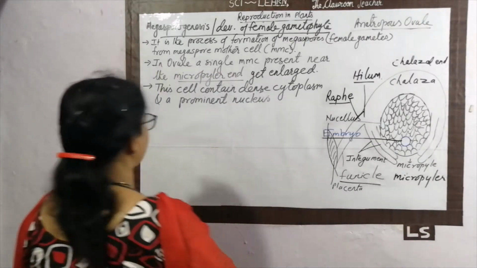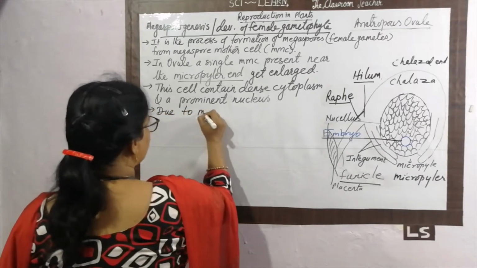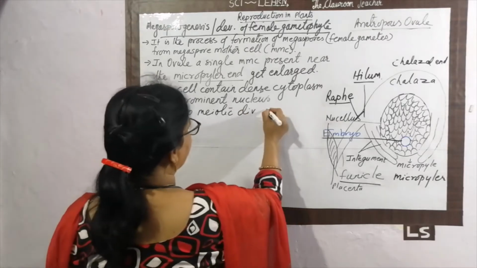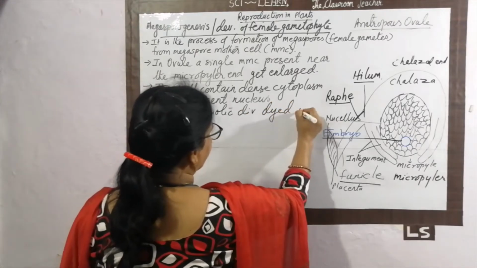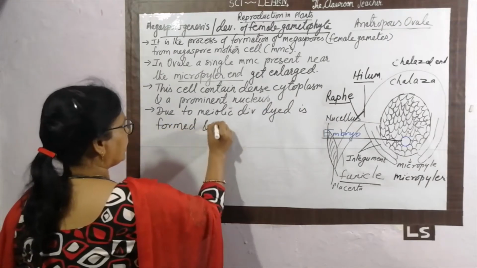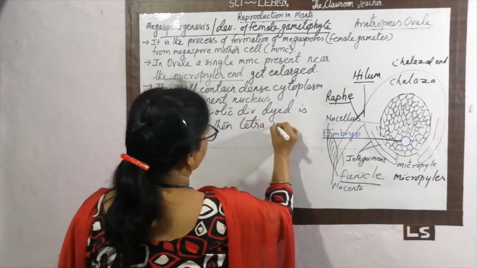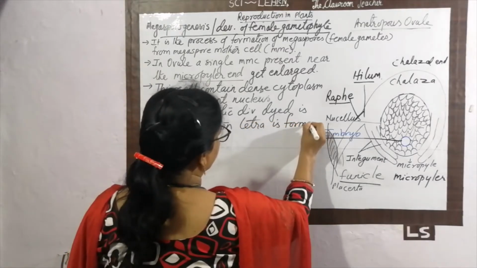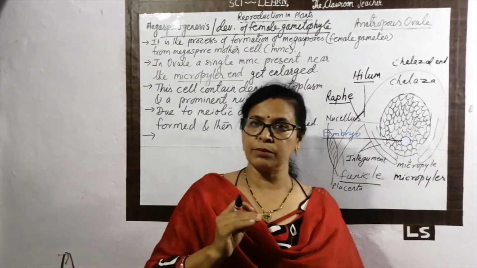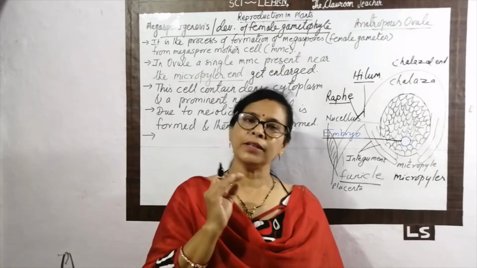So due to the meiotic division, the first meiotic and second meiotic, the tetrad is formed. After the first meiotic division, the dyad is formed, which means one cell is divided into two, and then after the second meiotic division, the tetrad is formed. One cell divided into two after the first meiotic, then two cells divided into four after the second meiotic.